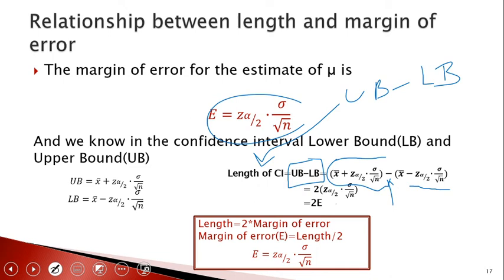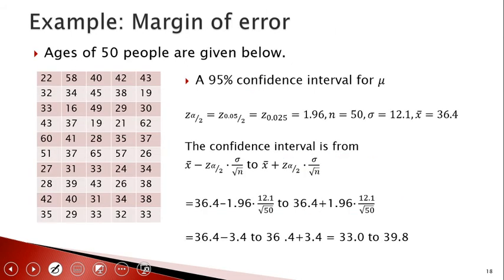So this gives you 2 times E, which means length equals 2 times margin of error. So if you need to get the margin of error, please make sure that you are taking length divided by 2. Okay, so this is your margin of error E. This is the equation, and this is what it says: margin of error equals length divided by 2. Okay, we will see that.